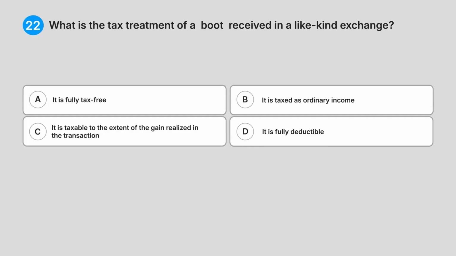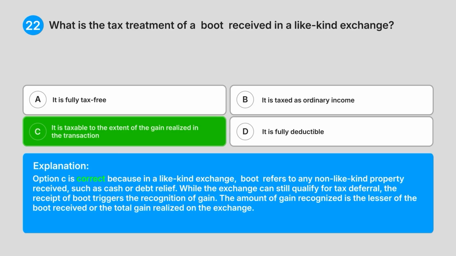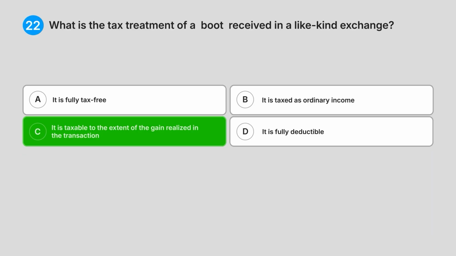Correct answer, C. It is taxable to the extent of the gain realised in the transaction. Explanation. Option C is correct because in a like-kind exchange, boot refers to any non-like-kind property received, such as cash or debt relief. While the exchange can still qualify for tax deferral, the receipt of boot triggers the recognition of gain. The amount of gain recognised is the lesser of the boot received, or the total gain realised on the exchange.